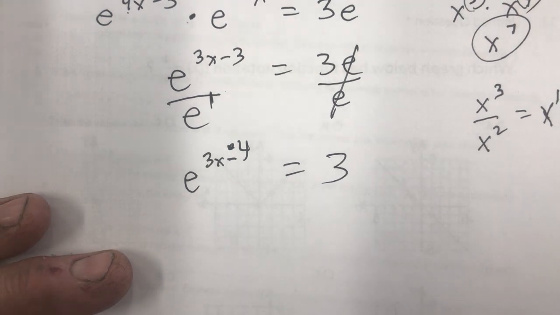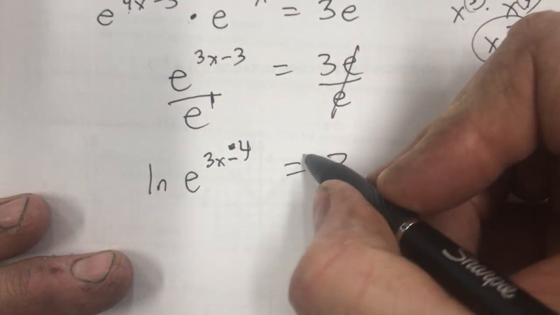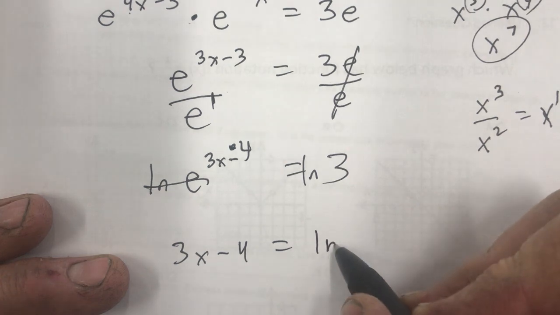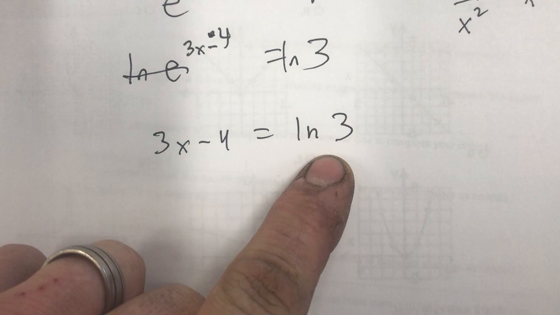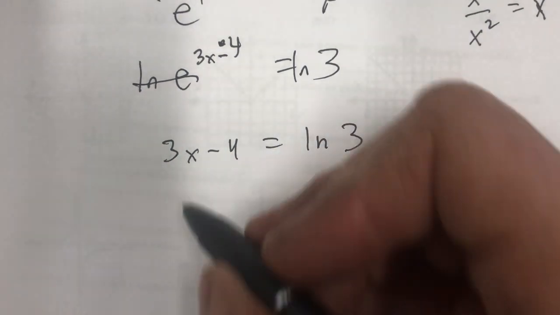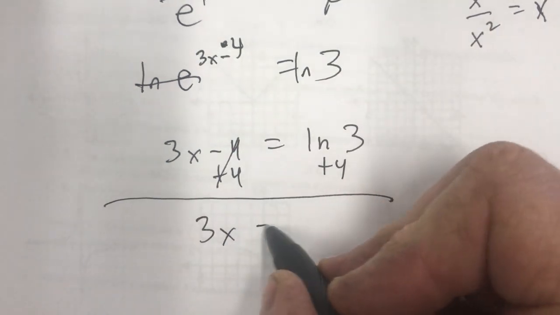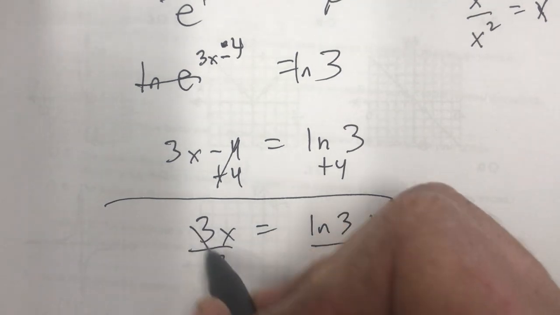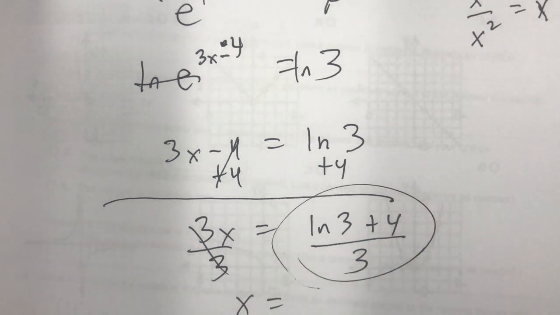Now I can solve it. Since I have e to this power equals 3, I'm going to do natural log both sides. These cancel, so 3x minus 4 equals the natural log of 3. Then I just leave this right here. I could punch that in, but it's easier just to leave it and punch it in at the end. From here, I'm going to add 4 to both sides to make this cancel. So it's 3x equals natural log of 3 plus 4, and then I'll divide both sides by 3. And that's my answer right there.